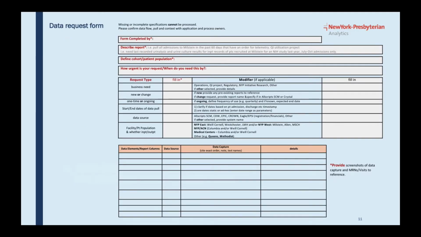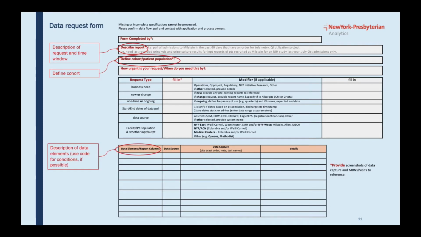Let's look at a data request form that can be accessed online. You'll need to stipulate the time window of the data to be extracted. You must also refine the cohort. And lastly, you need to describe in painstaking detail, and I mean painstaking detail, the exact data elements that you want extracted. The more explicitly you fill out this form, the sooner you will get your data.